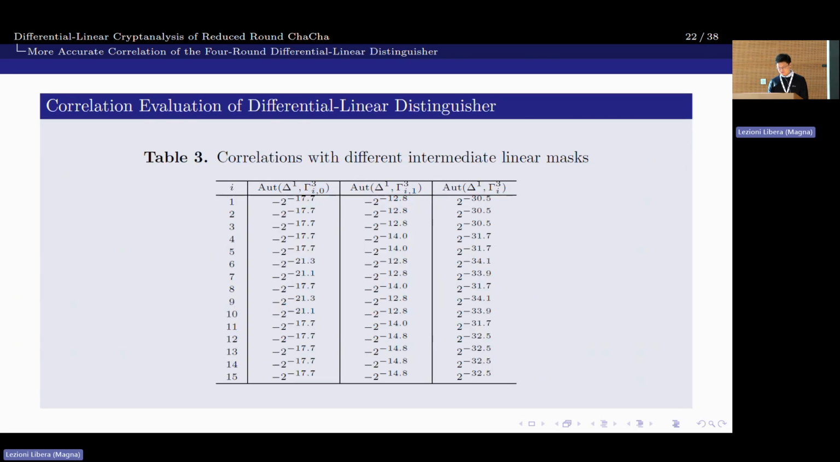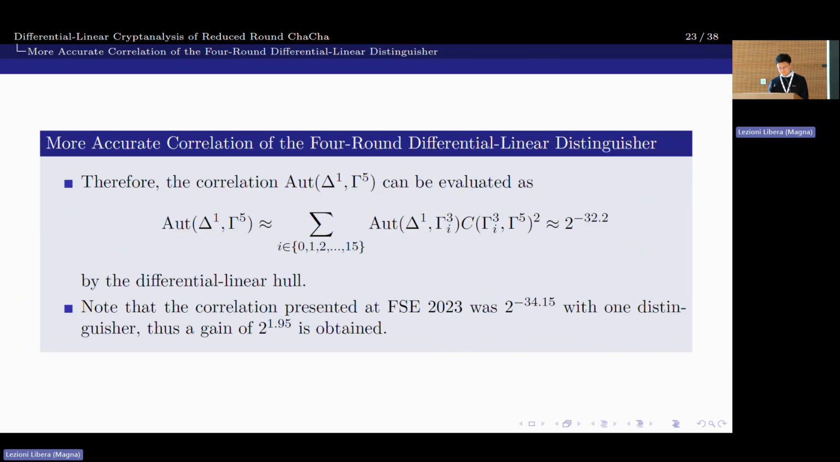This table shows our results about the 13 trails. We got the correlation with the sum of the net trails. We got a gain of 2 to the power of 1.95 compared with the result of FSE 2026.